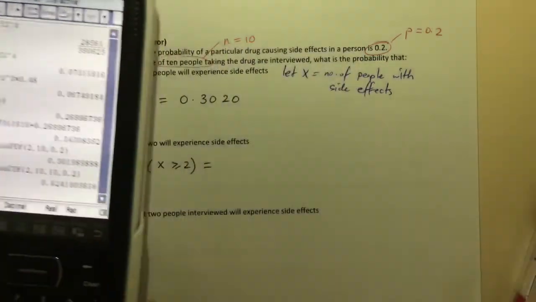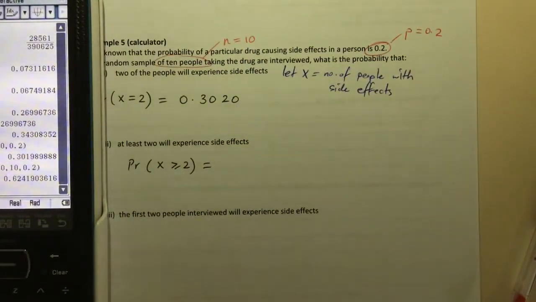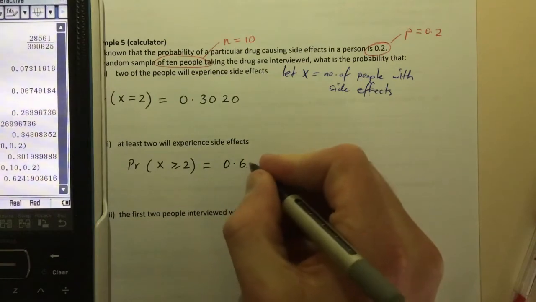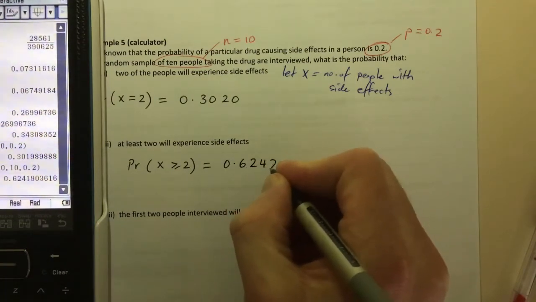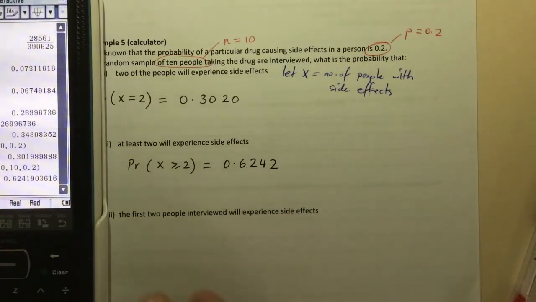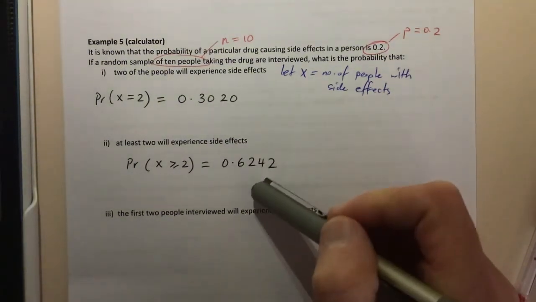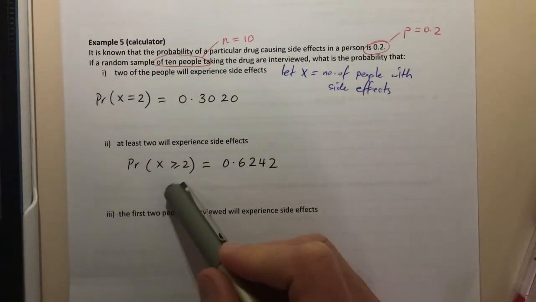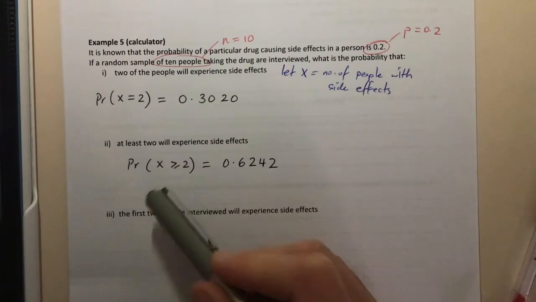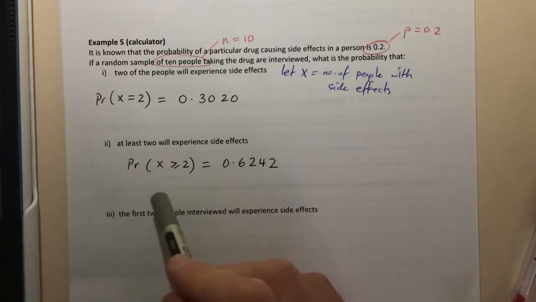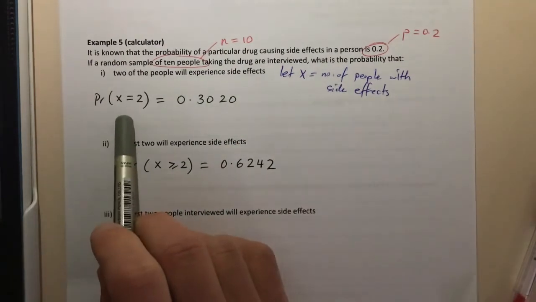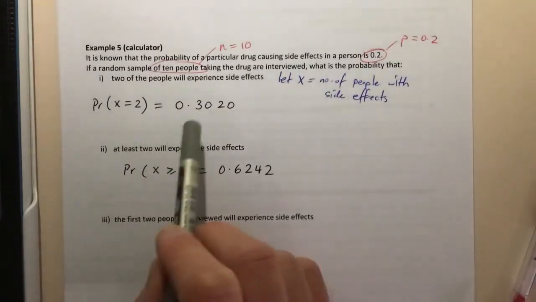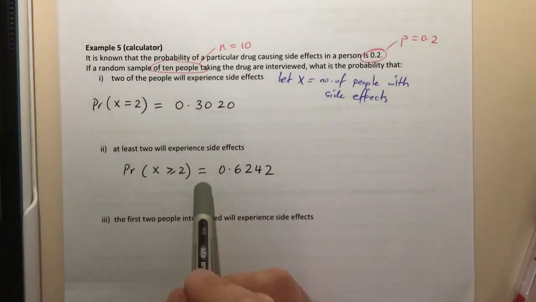All right, so again, if we go to 4 decimal places, that'll be 0.6242. As you'd expect, that probability is higher because in the second case, we've actually got more different ways we can get this particular probability, because we can get 2 people or 3 people or 4 people and all the way up to 10, whereas this one was only allowing us to get 2 people. So it makes sense that the first calculation was a smaller probability than the second one.